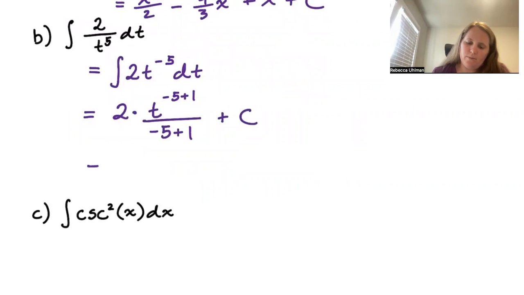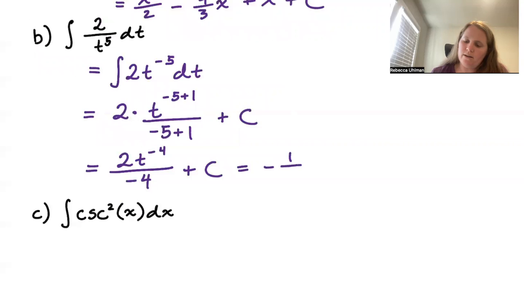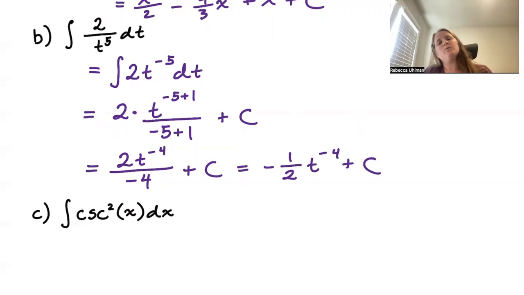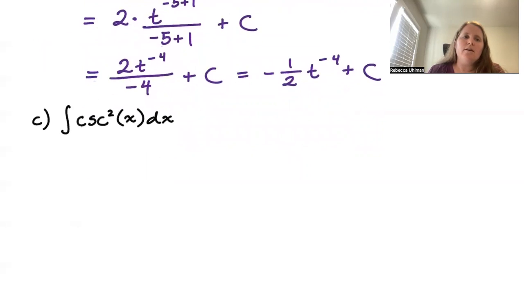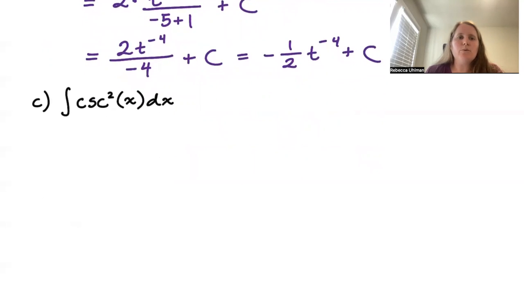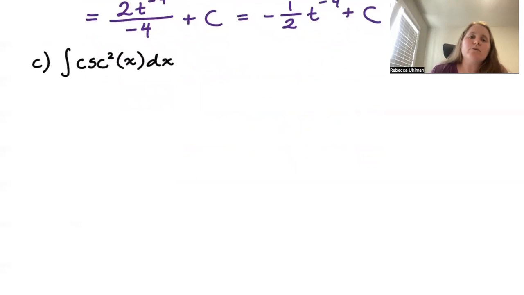And we wind up with 2t to the negative 4th divided by negative 4 plus c, otherwise known as negative 1/2 t to the negative 4th plus c, or negative 1/2 times 1 over t to the 4th plus c. Next up, we have our cosecant squared x dx. Take the integral of cosecant squared x dx.